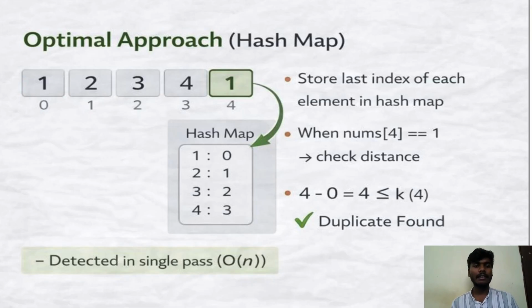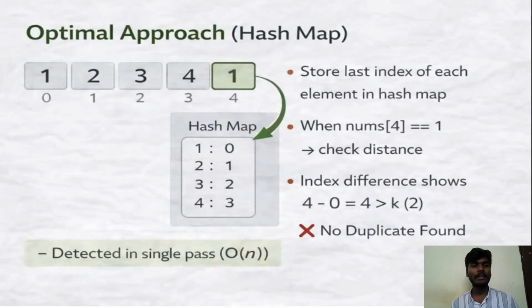Another case is where no duplicate is found. Let's assume 1 2 3 4, where the element repeats but the index difference is greater than k. Like here, you can see the difference is greater than k. In the previous case the difference was less than or equal to k, which gives a duplicate. Greater than k gives no duplicate.